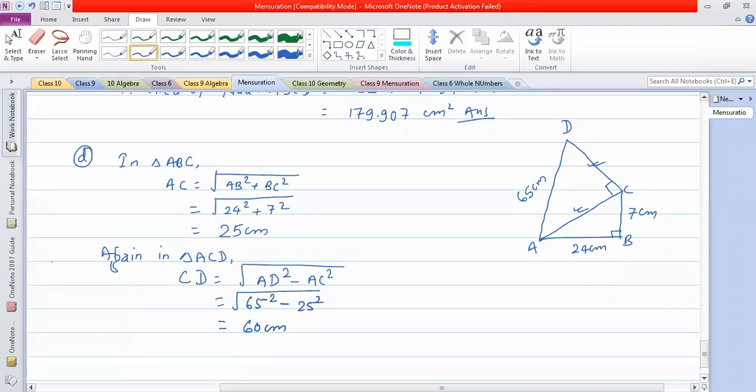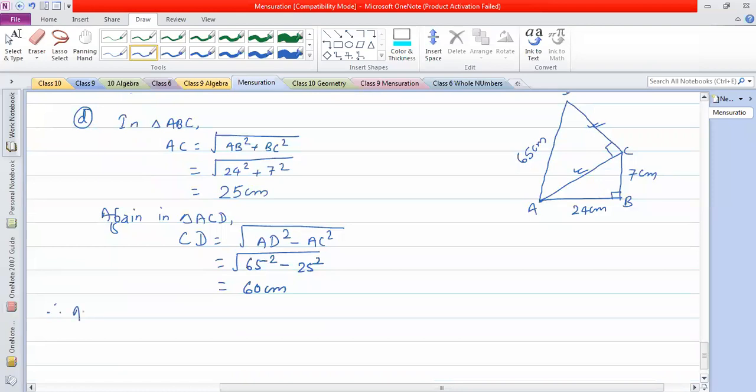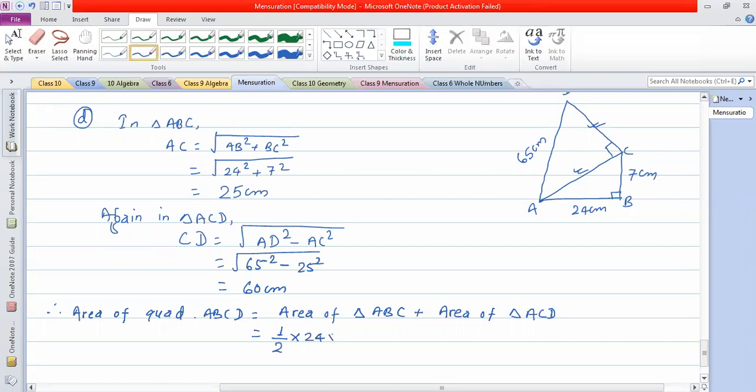Now we can write directly like this. Therefore, area of... before I found separately, now I'm going to find directly. Area of quadrilateral ABCD equal to area of triangle ABC plus area of triangle ACD. Okay, directly, no need to write formula also. 1/2 base into perpendicular, 24 into 7. It is the area of triangle ABC.